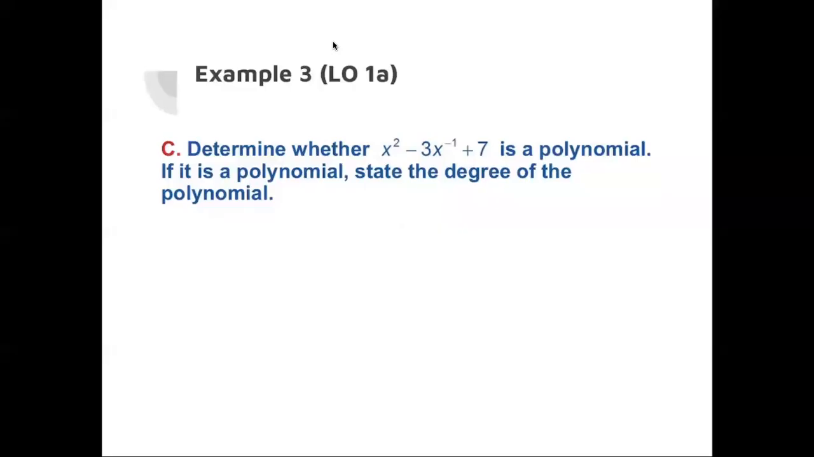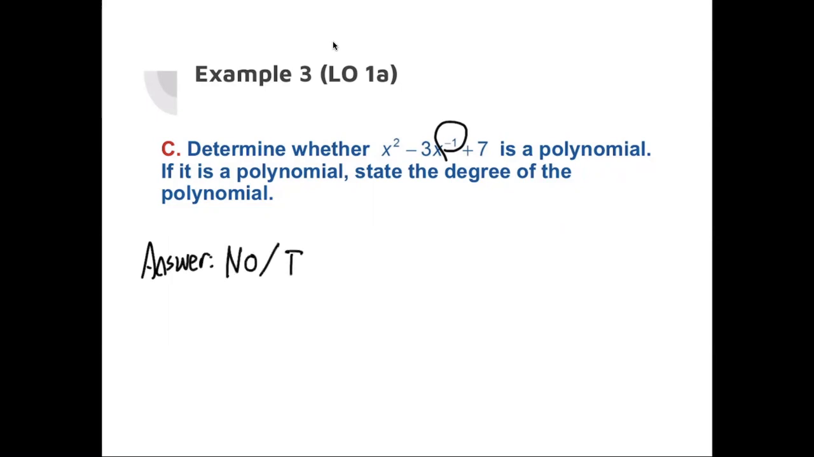Okay, determine whether x squared minus 3x to the power of negative 1 plus 7 is a polynomial. I told you what those conditions are: the exponent should never be a fraction or a negative number, right? Oh, here's a negative number. So when we're writing the answer, we're saying no.